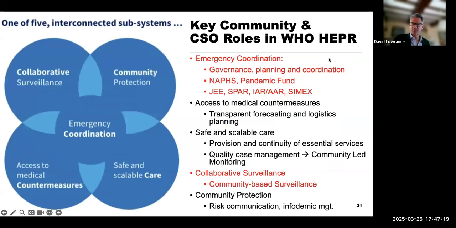So across these 5 subsystems, I'm going to call out here what WHO is referring to as emergency coordination and collaborative surveillance down below, which is where we find community-based surveillance. Now, under emergency coordination, in the planning and coordination, the prior webinars have clearly laid the foundation for this by talking about the national action plans for health security. Those are used oftentimes as the basis for proposals to the Pandemic Fund and to Global Fund. And then, the JEE, the SPAR, the after action reviews, simulation exercises, all of these tools that countries have been using to strengthen capacities and to pressure test capabilities. And then we'll talk a little bit more about community-based surveillance as a particular example.